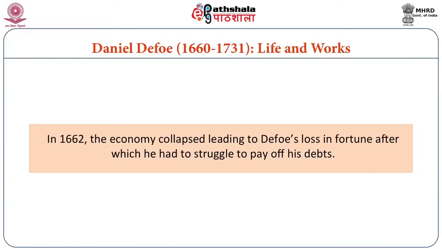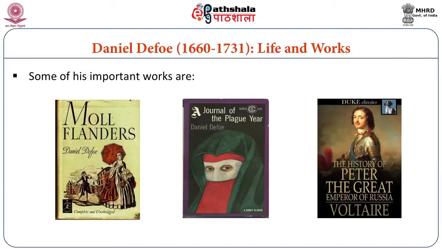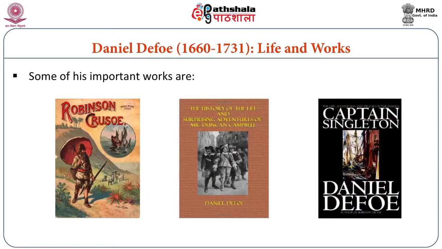Now, when the economy collapsed in 1662, soon after the return of Charles II to the throne, Defoe had severe losses which he had to bear, and he had difficulty in paying off his debts. And during that period and soon after is when he's writing a lot, and amongst his major texts are, of course, Robinson Crusoe, which is at the center, but there is also Moll Flanders, which tells us a story of a woman and her travels and travails in the world. Then we have Captain Singleton and several other texts as well during this period which he writes.